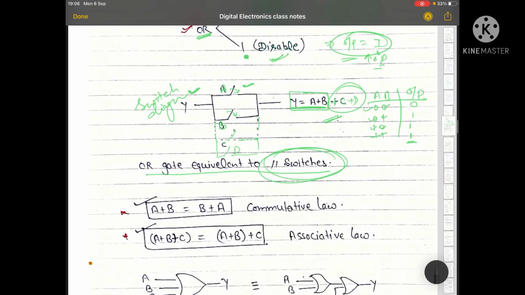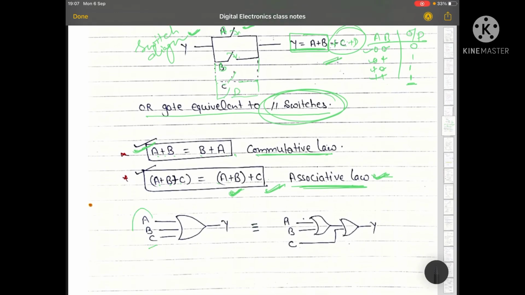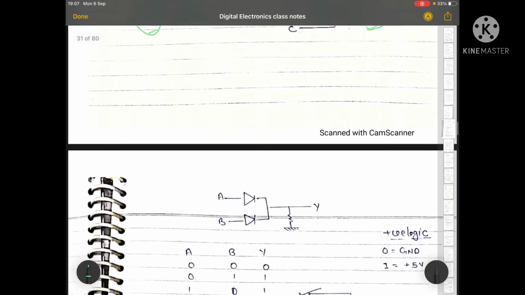Now we will study whether it follows the commutative law or not. Yes, the OR gate follows the commutative law, means A plus B equal to B plus A. Does it follow the associative law or not? Yes, it follows the associative law, means A plus B plus C equals A plus B plus C, because when you solve the truth table, your outputs will be equal. If A, B, C are the inputs of a three input OR gate, and if you divide it into two 2 input OR gates, our output is the same in both cases.